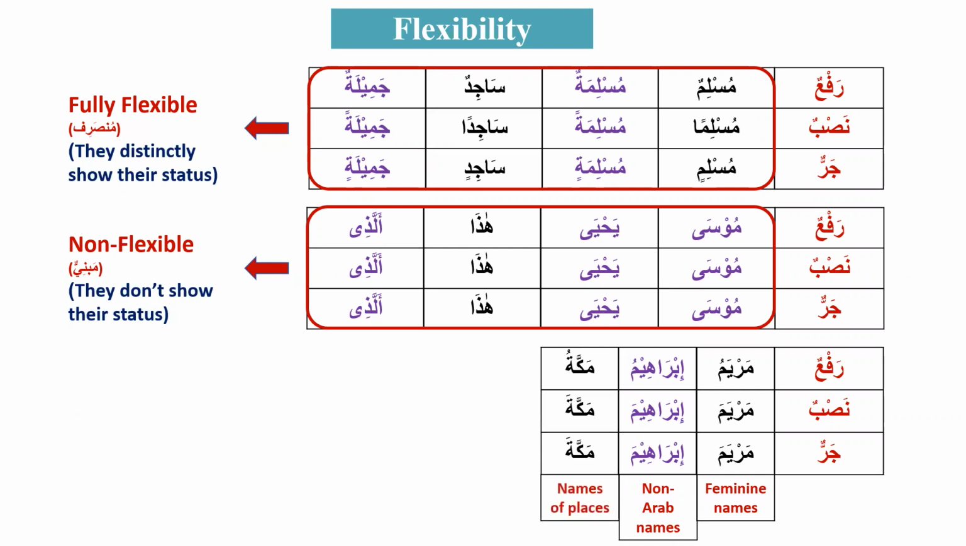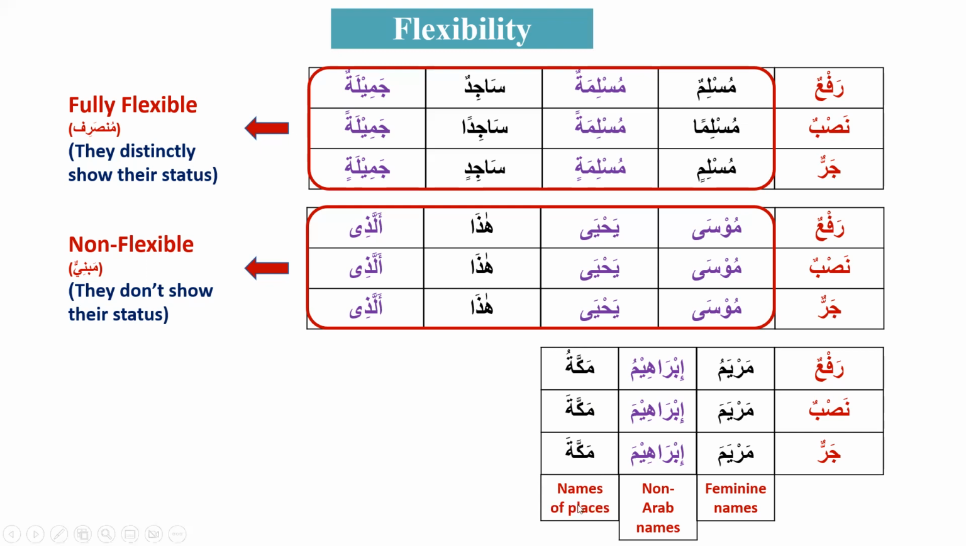Names of places. All the names of places are always like this. They are always light and they don't take kasra. Like the first two: Makkatu, Makkata, Makkata. Pakistanu, Pakistana, Pakistana. Hindustanu, Hindustana, Hindustana. Madinatu, Madinata, Madinata. So it will always be like Misru, Misra, Misra, Egypt. It was in the quiz as well.